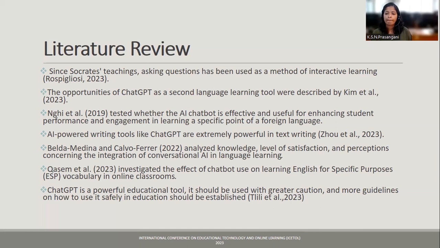Tilly et al. in 2023 investigated the concerns about using ChatGPT in education among early adopters using ChatGPT. The authors finally revealed that while ChatGPT is a powerful educational tool, it should be used with greater caution, and more guidelines on how to use it safely in education should be established. And Kuzem et al. in 2023 investigated the effects of ChatGPT and chatbot use on learning English for a specific purpose, especially vocabulary in online classrooms. So, by considering this, ChatGPT is a powerful educational tool and it should be used with greater caution, and more guidelines on how to use it safely in education should be established. So, let me go to the next slide.